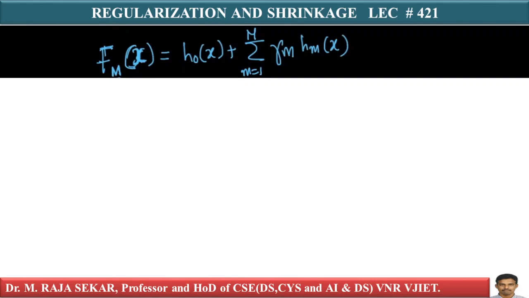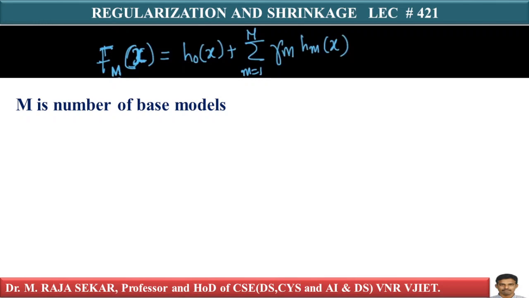What is capital M? Capital M is the number of base models. We also used k for this earlier. Earlier we said that k is the number of base models, but I am using capital M here because we saw on Wikipedia that they use capital M, basically the number of base models.